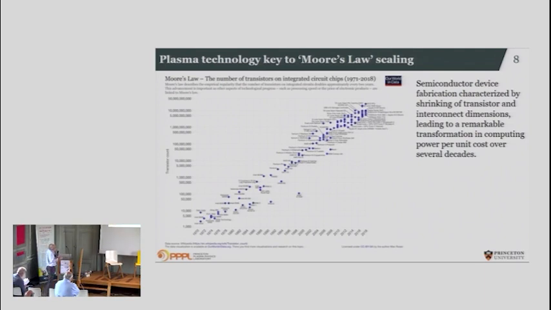And what Moore's law basically amounts to is that the industry's been able to shrink the dimensions of the transistors and the interconnects that wire them together. This has led to a remarkable transformation in computing power per unit cost over several decades. And plasma technology has been an enabling technology. You couldn't do this without the ability to etch these little features at the surface.